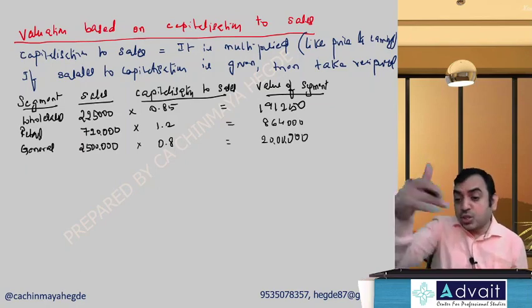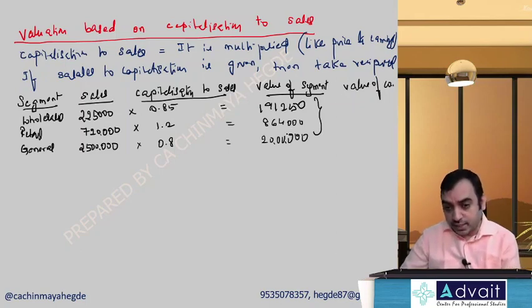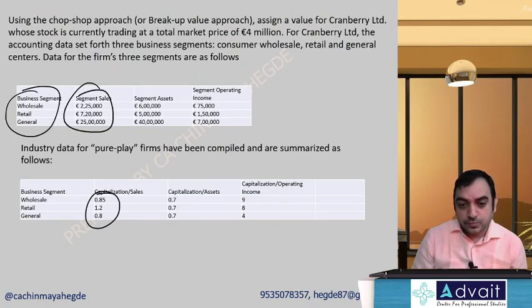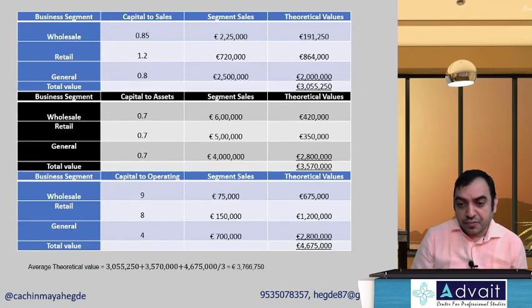But this company has got all the three segments. So what is the value of the business then? Value of company as a whole is the sum of all these three: 1,91,250 plus 8,64,000 plus 20 lakh. That is 30,55,250.